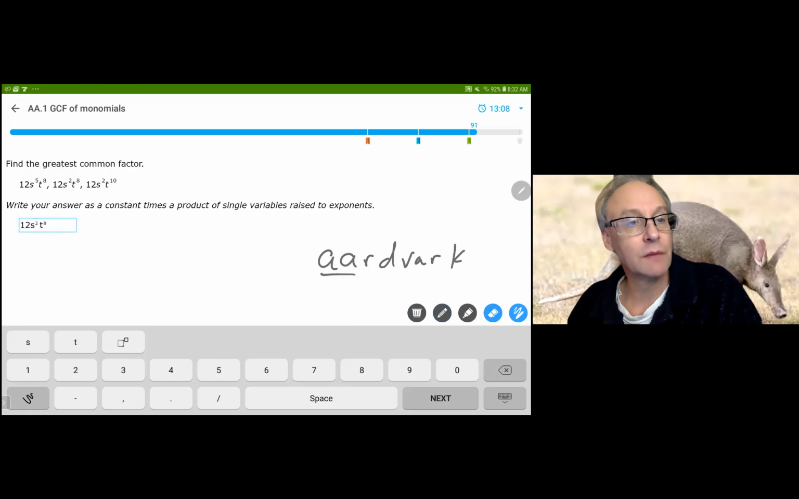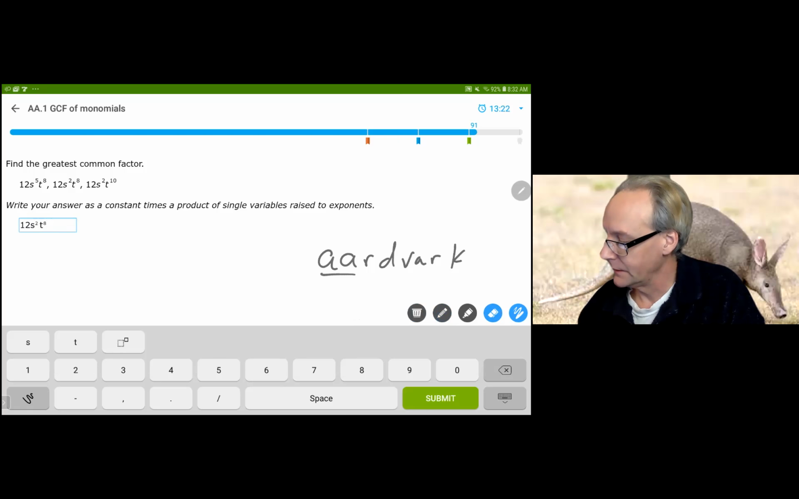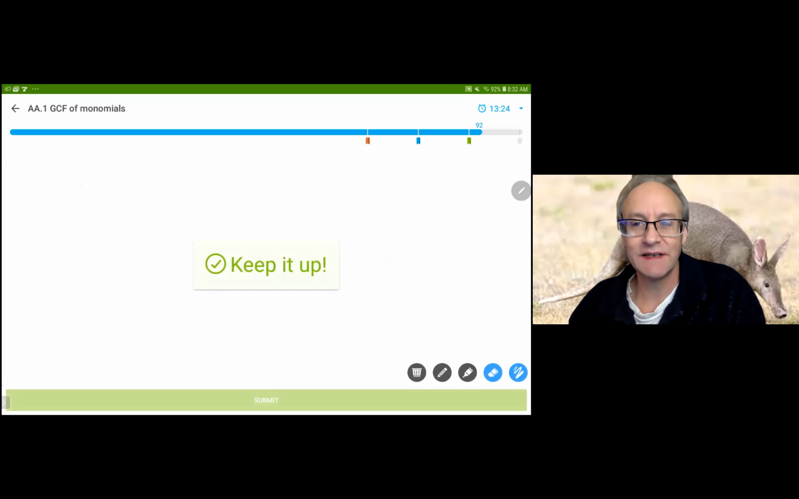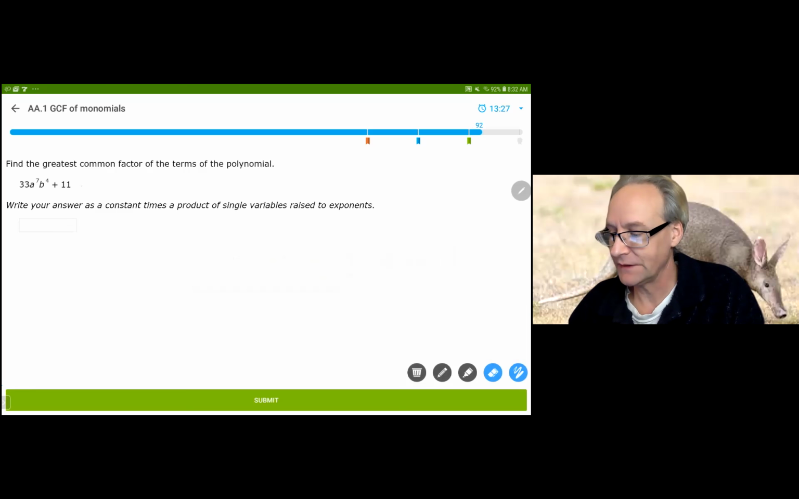We're looking for the smallest exponent on the s's, which is 2, and the smallest exponent on the t's, which is 8, and the common divisor for the coefficients. Man, that's a lot of vocabulary, isn't it? Don't worry. It's not so bad. It just takes a little practice. You'll be able to do this.